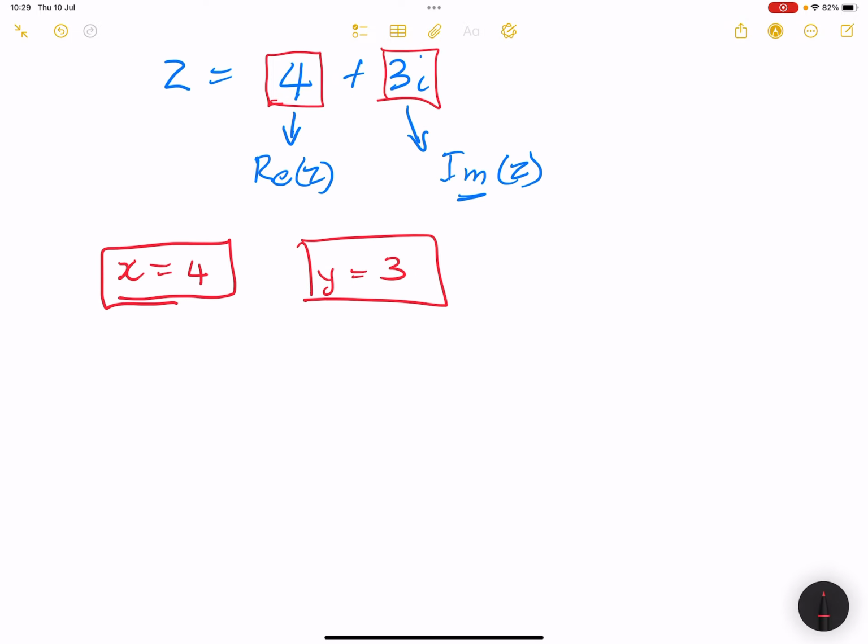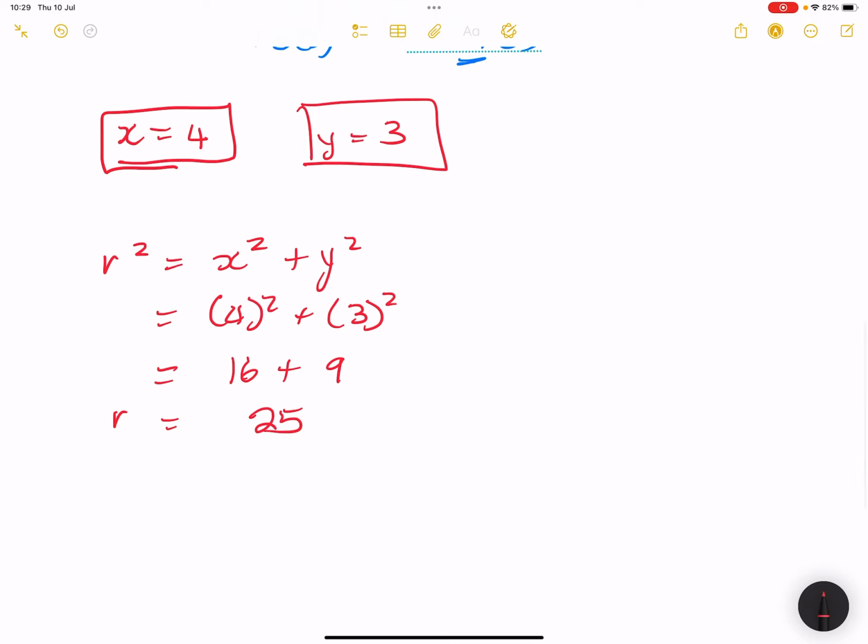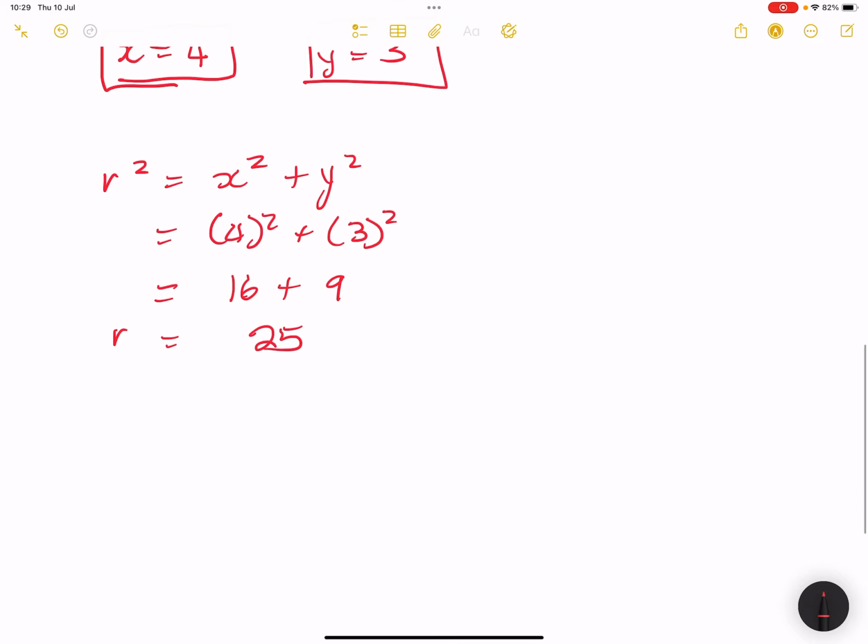So how we're going to get the value of r: r squared will be equal to x squared plus y squared. That's 4 squared plus 3 squared. And please don't worry about the i representation there. Okay, so that's going to be 16 plus 9. This gives us 25. And in this case, because we're looking for the modulus, we are simply going to say, well, r is equal to 5.